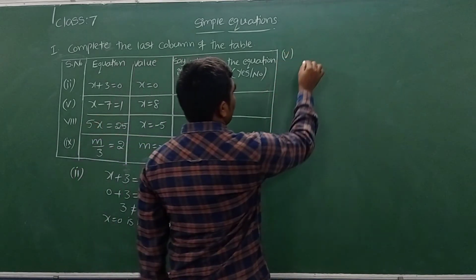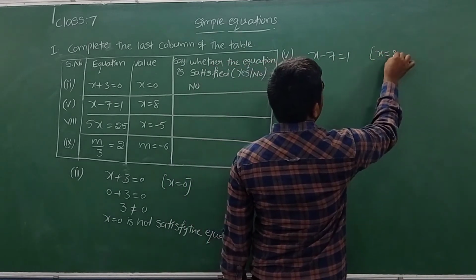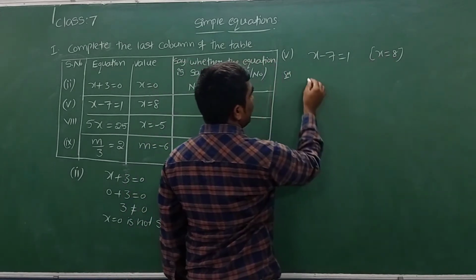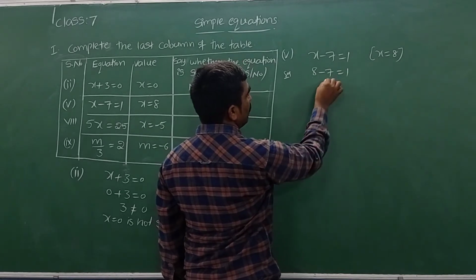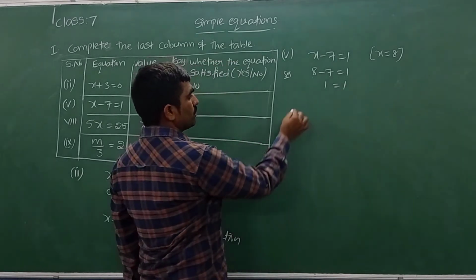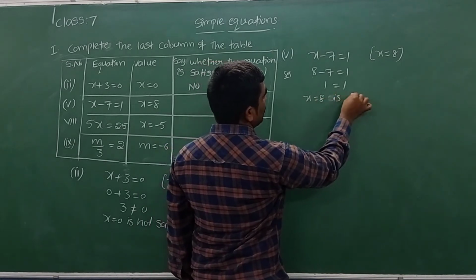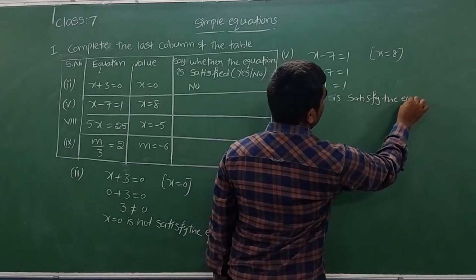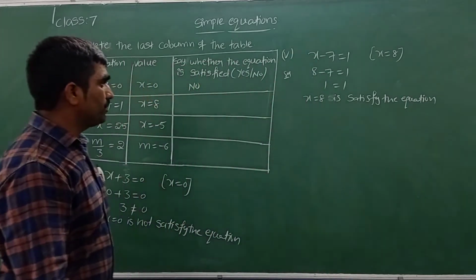Now let's see the fifth one over here. x minus 7 is equal to 1. What is the x value they gave here? x is equal to 8. Let us go for the solution. In the place of x, substitute 8. 8 minus 7 is equal to 1. 8 minus 7 how much? 1. 1 is equal to 1. I am getting LHS and RHS both equal. So what can we say now? x equal to 8 satisfies the equation. Once it satisfies the equation, it is called a solution of the equation.